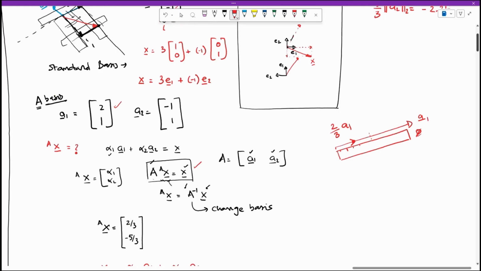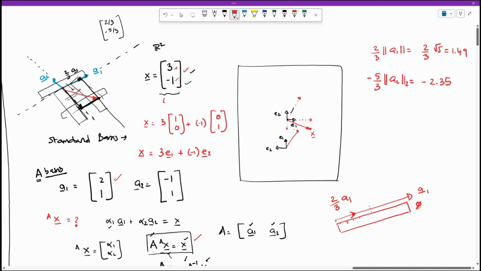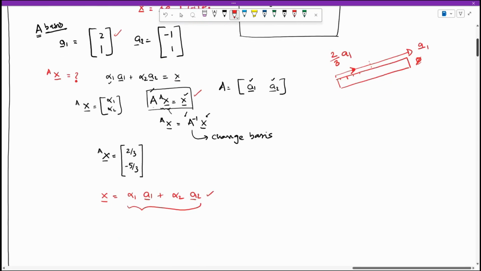We are trying to solve A times x_A equals 3, minus 1. Because the representation of this vector x in the standard basis was 3, minus 1. We used two basis vectors, A1 and A2, which were also represented in the standard basis. And then we asked, what is the representation of this vector x in the A basis? That's essentially 2 by 3, comma minus 5 by 3. And if you find out where that vector is in the A basis, you get the original vector x, because alpha 1, alpha 2 is the representation of x in the A basis. Okay, all right.